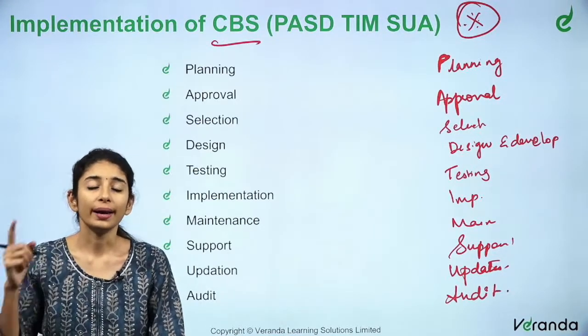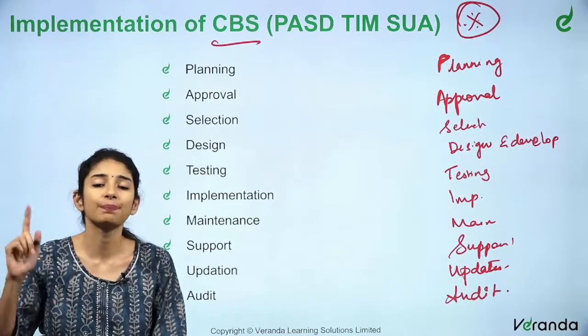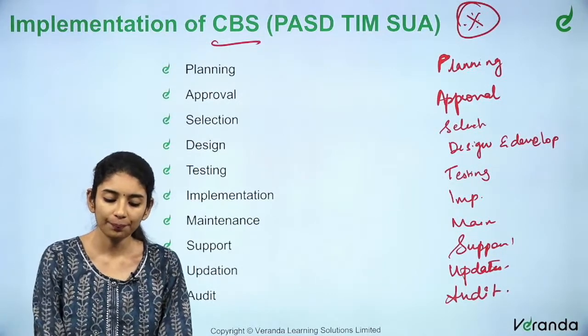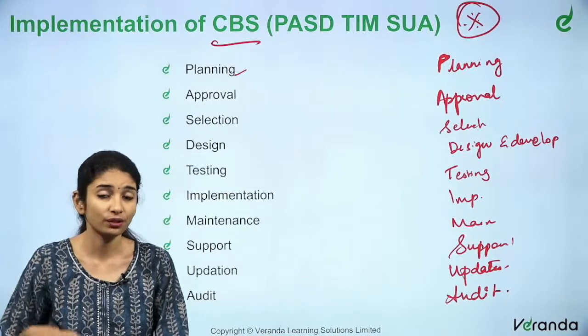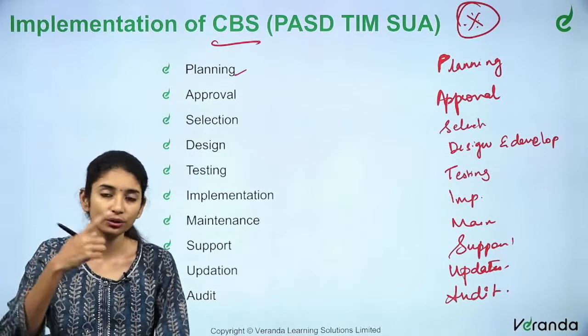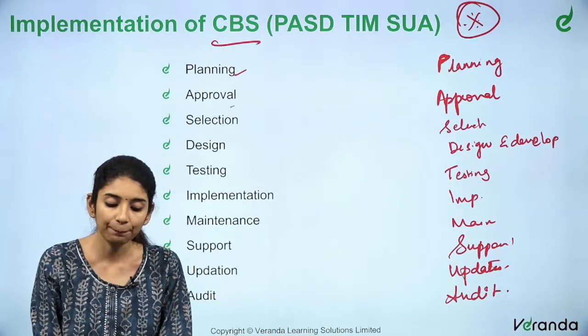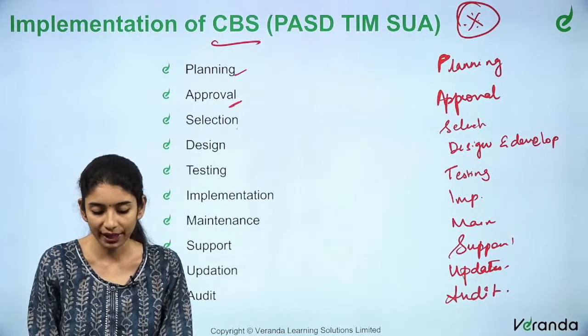Implementation of CBS. First, plan what kind of CBS you need, for what functions you need CBS, and where all you need to connect it to the branches. Approval: get approval from the board of directors.